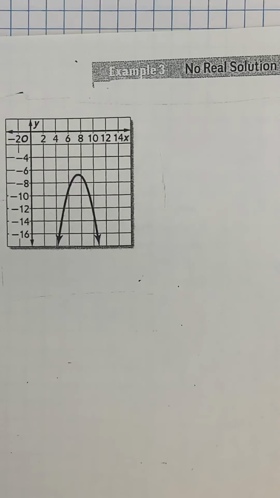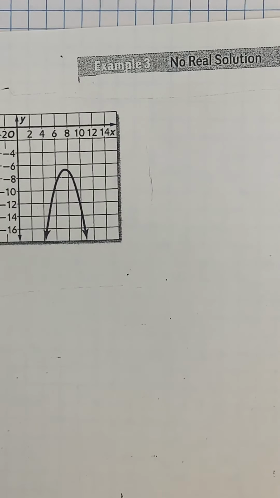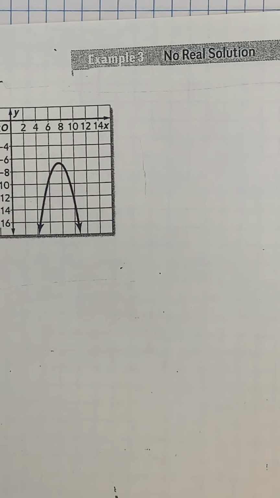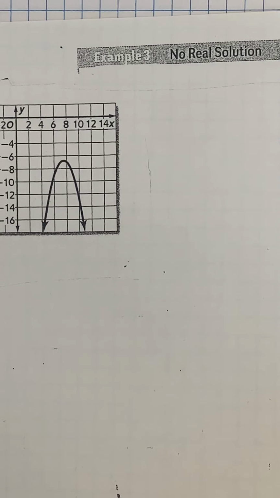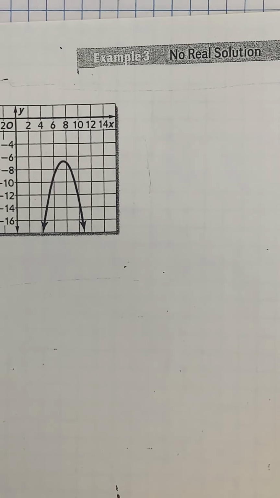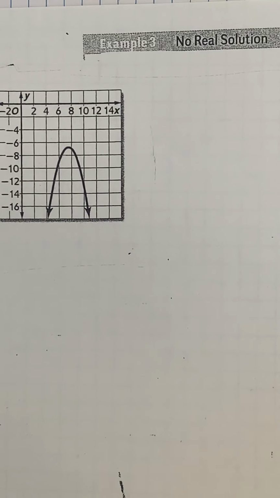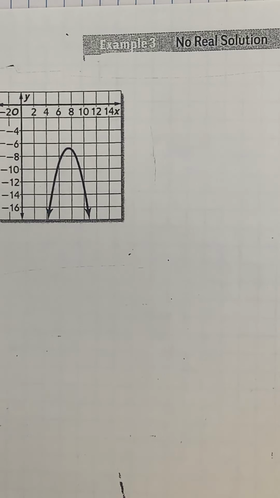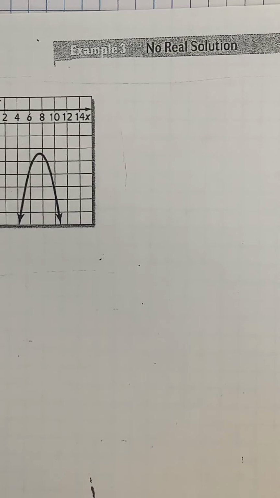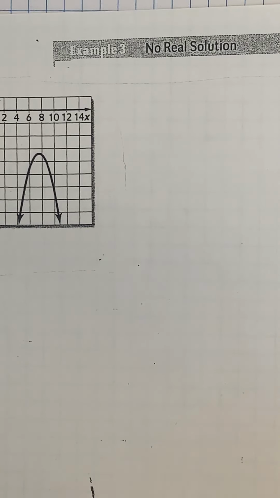All right, and no solutions. Really simple. Looks like this. It literally doesn't cross the x-axis at all. There is an equation for it. This particular example in the book didn't give me the equation. But if I graphed it, it would not cross the x-axis. You would say there is no solution, no real solution.